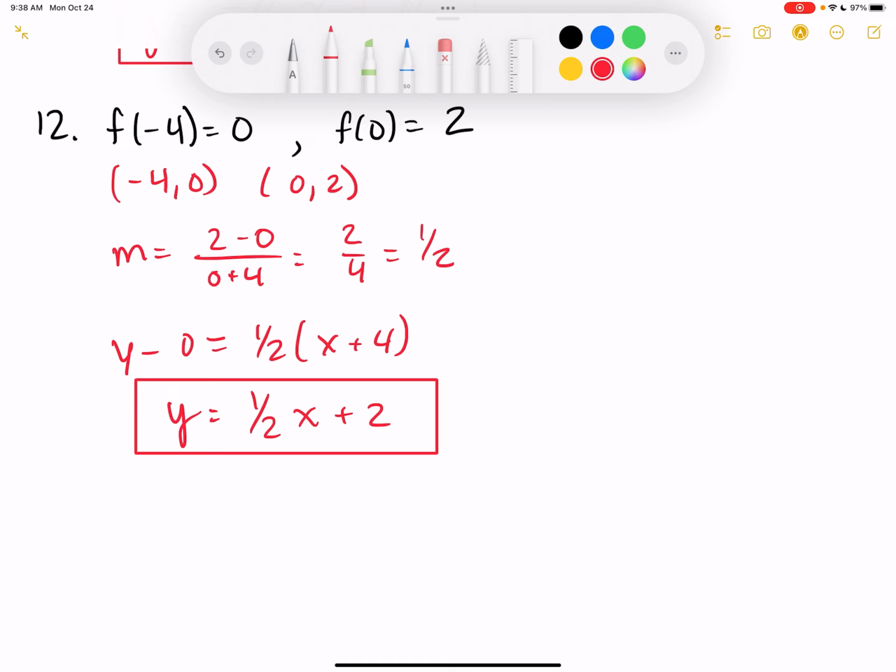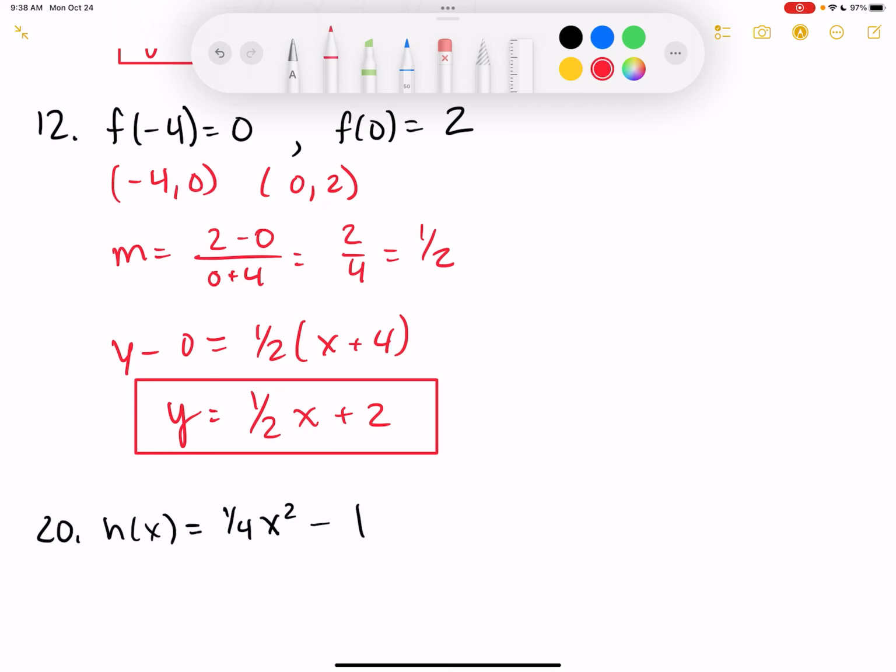All right, describe how to transform the graph of f of x equals x squared into the graph of the given function. It says to sketch, but we're not doing that, so. Okay, I don't want to skip the graph. Number 20. H of x equals 1/4 x squared minus 1.